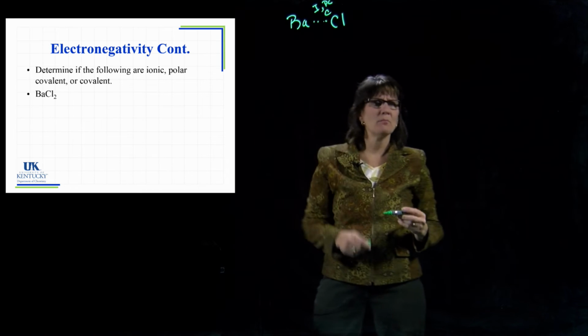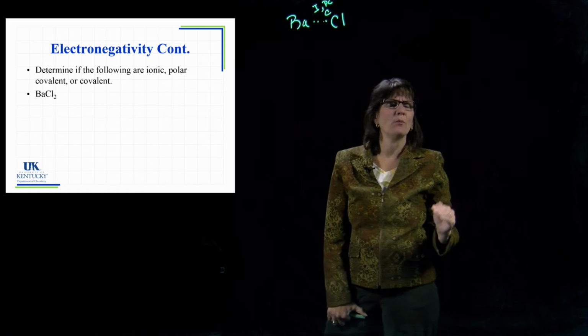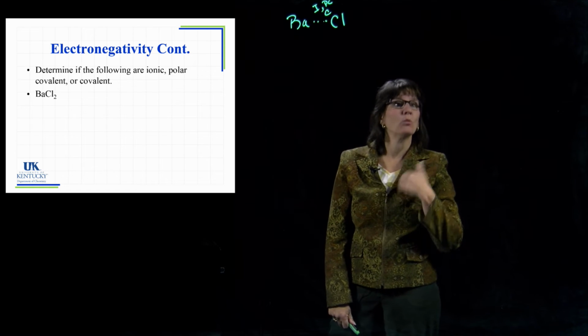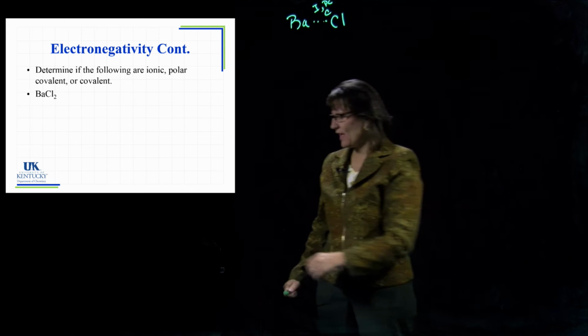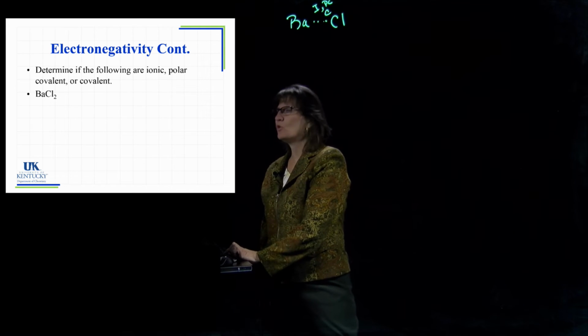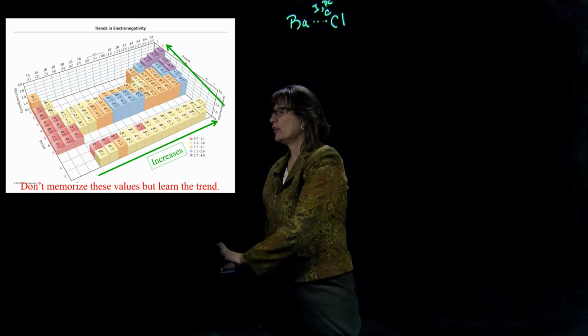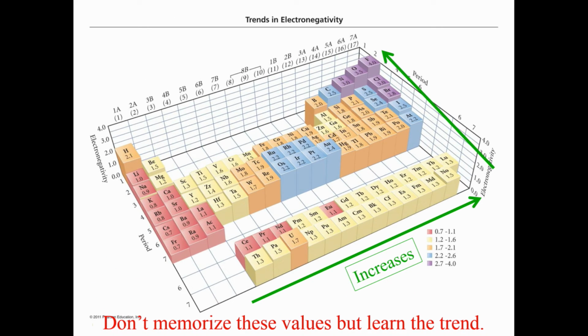Well, it's a metal and a non-metal, and in the past, that's all we looked at. We said, okay, metal, non-metal, ionic. Let's see if the numbers play out that way for us. I'm going to go back to our periodic table so I can look up some numbers. Where's barium? Barium is right here, and it has an electronegativity of 0.9. And chlorine is right here. It has a value of 3.0. So barium is 0.9, chlorine is 3.0. Let's do a subtraction here on the screen.